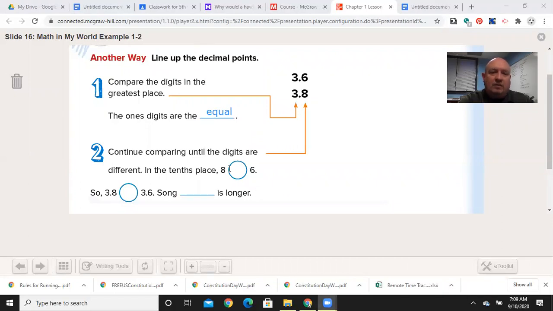You're probably looking at me saying, Mr. I, it's definitely bigger than. So we'll use the term greater than. And remember that our greater than icon opens up towards the bigger number, kind of like a Pac-Man. So we would say here that 3.8 now is greater than 3.6. So song 2 is longer.